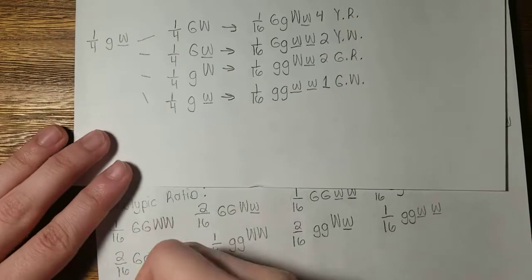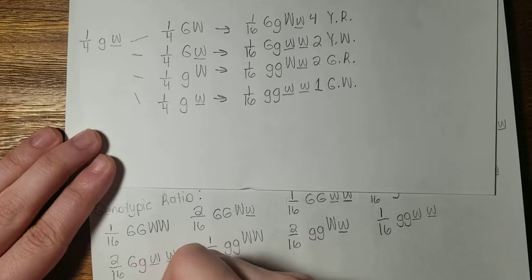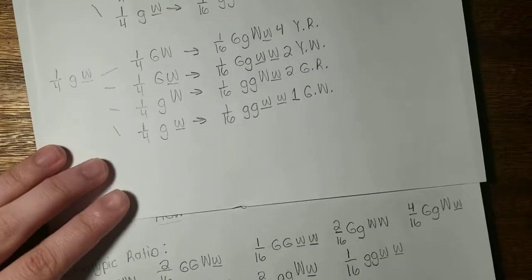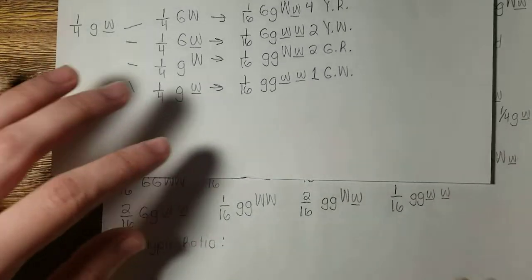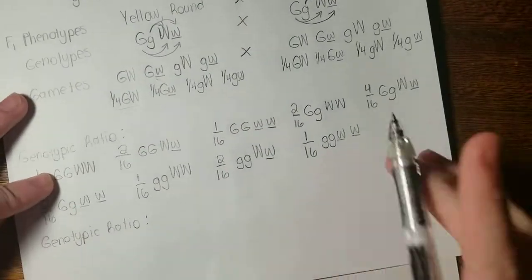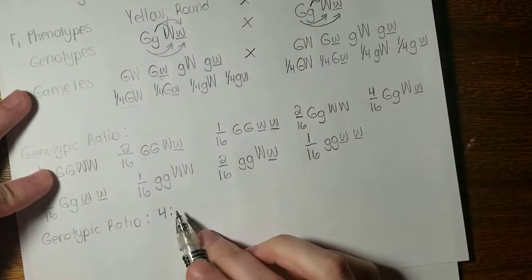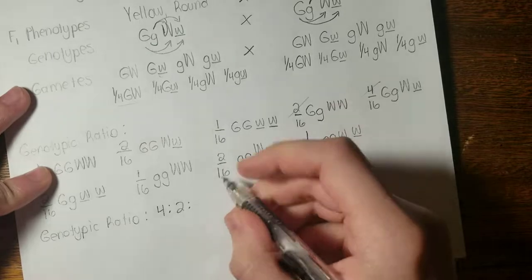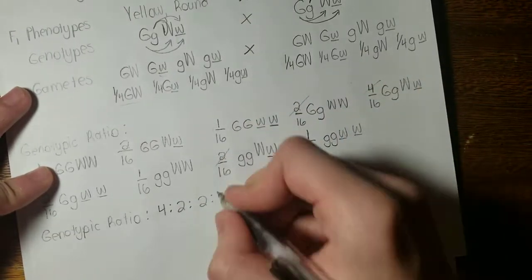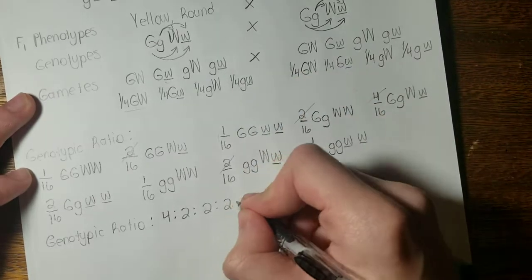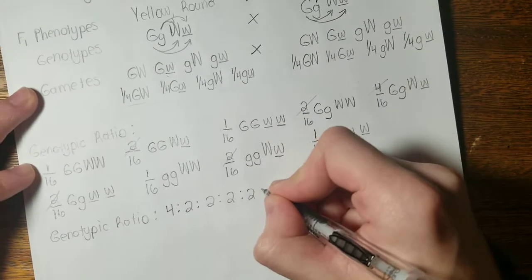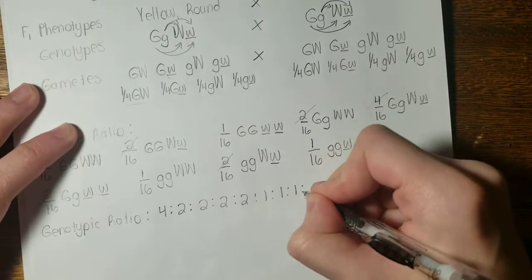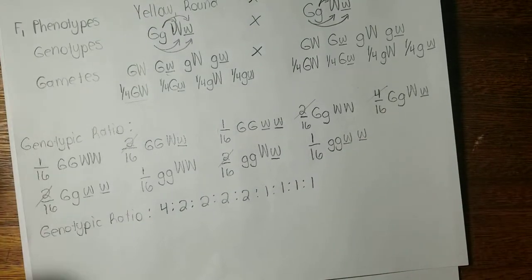Now comparing them, going in order. So we have our genotypic ratio. We have 4, 2, 2, 2, 2, and we have 1, 2, 3, 4 ones. 4 ones.